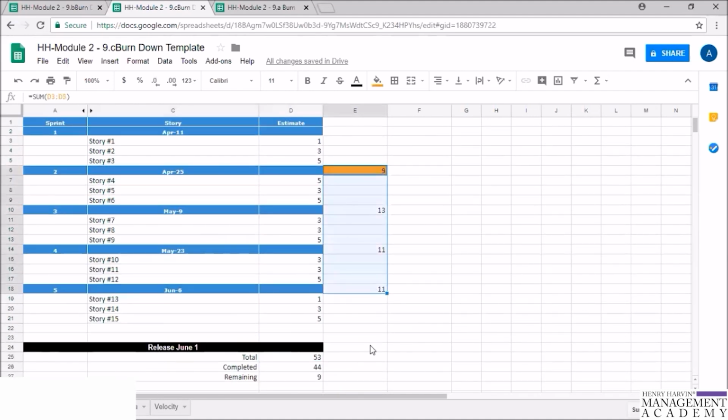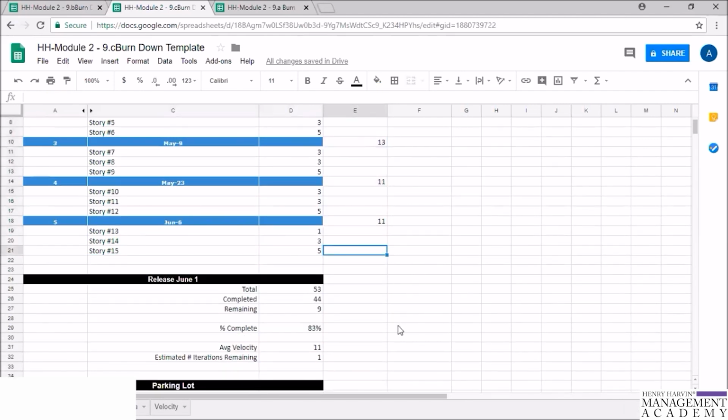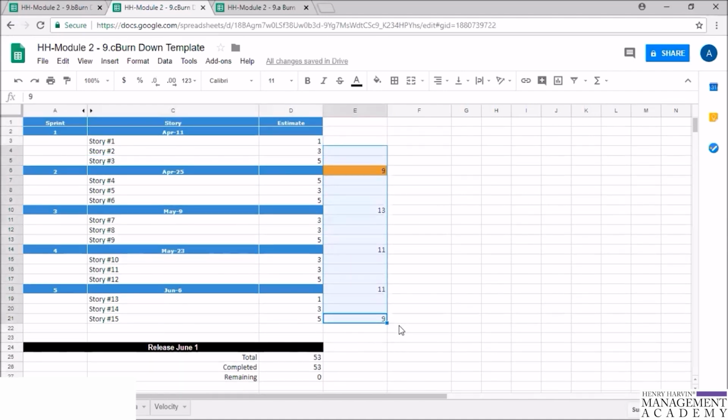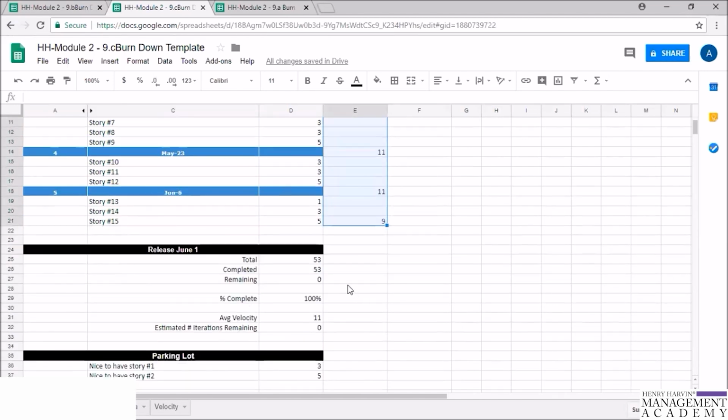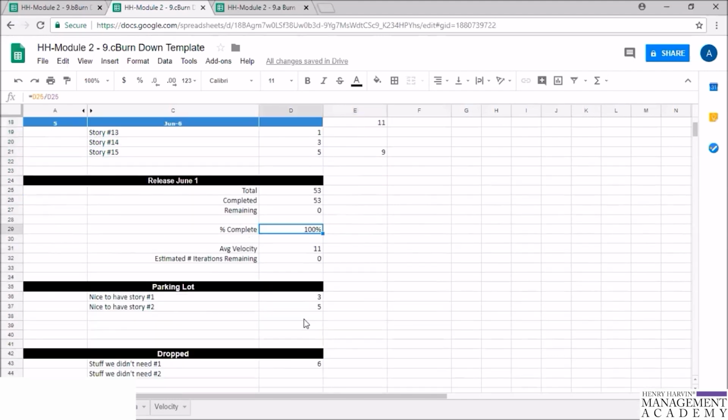Why? Because the sum of these is 53 plus this one as well, 5, 3, 8, and 9. Right? So this is 53. Okay. So 53 completed, 53, remaining 0, percentage 100.